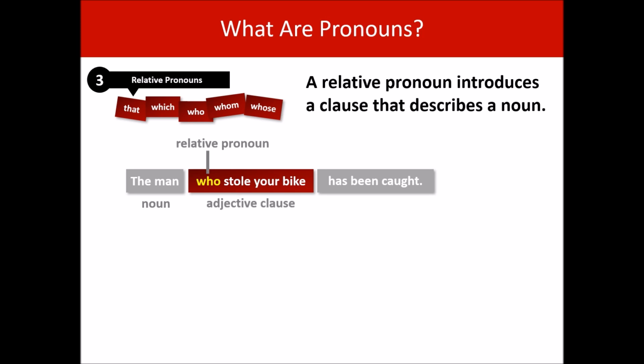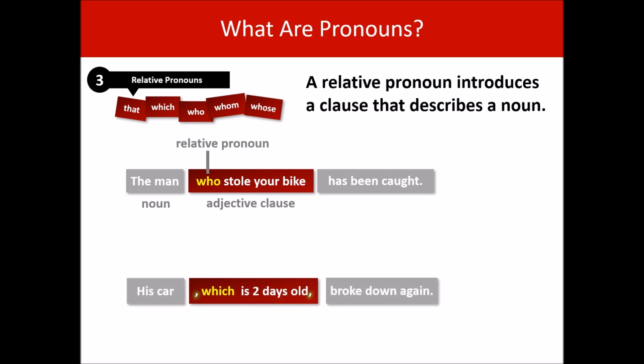And this text in the red box is called an adjective clause. And notice that it's headed by a relative pronoun. That's one of the traits of an adjective clause, also called a relative clause. Let's look at another example.